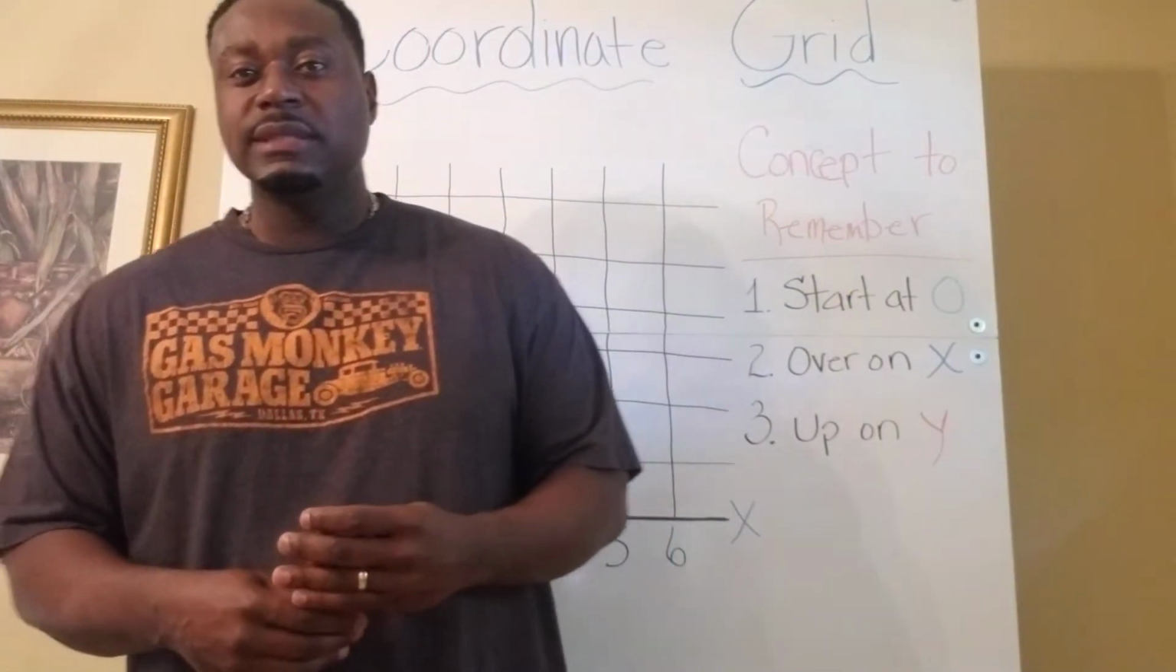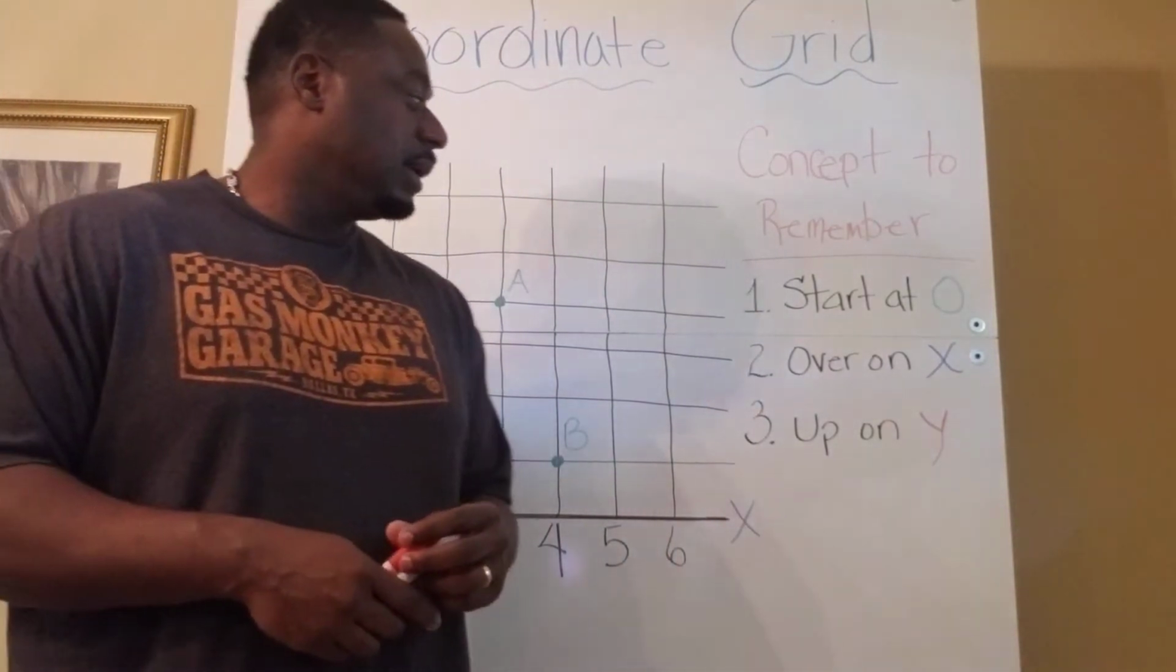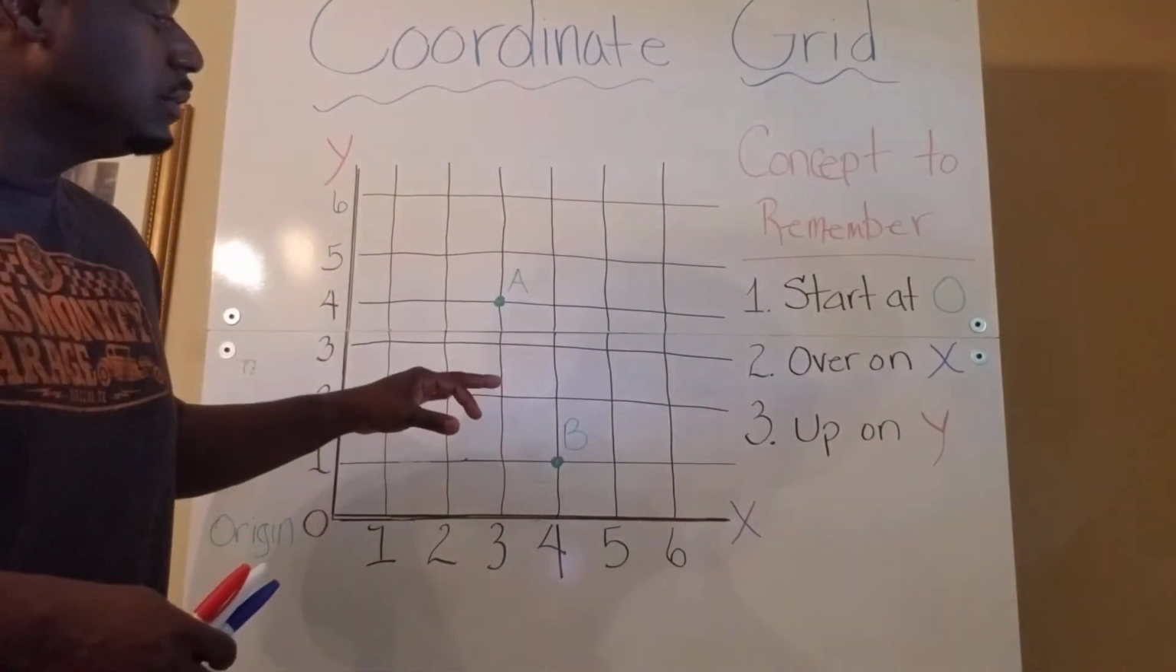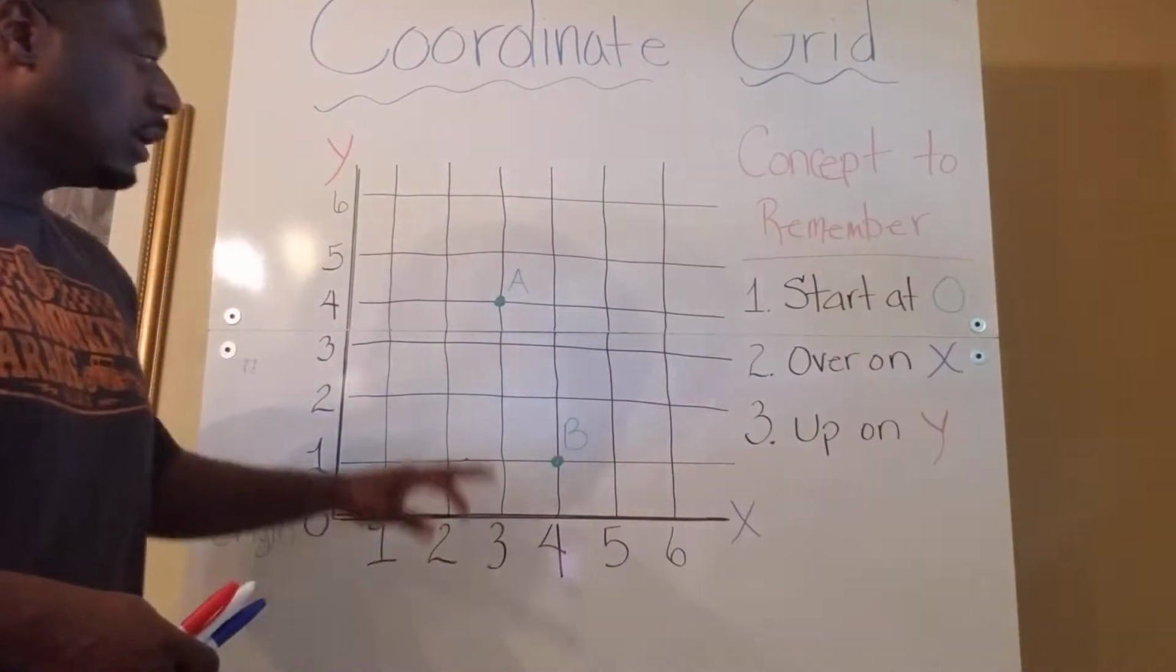Today we're going to be doing a lesson in coordinate grids. A coordinate grid is a map system, a map system that's used to point out landmarks on a map. So we're going to go ahead and get started.